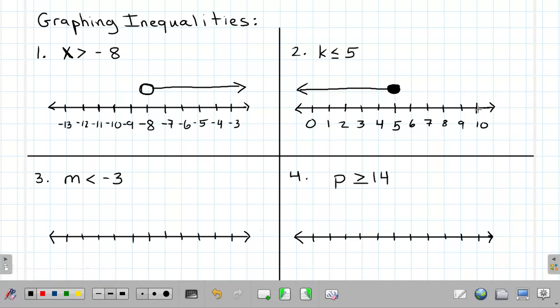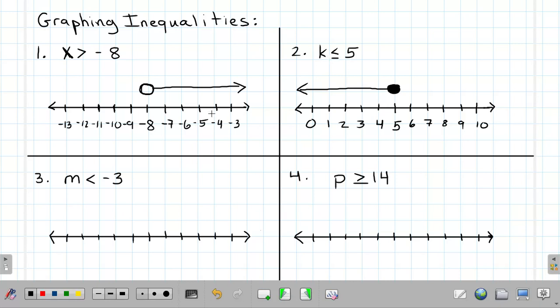Notice if we pick something else over here, so let's say we pick 10, well, 10 is not less than or equal to 5. So that kind of gives you a check to say, well, hey, did I put the arrow the right way? Because if you pick a number from either side, the side the arrow should be pointing to should give you the answers, or the numbers over there should give you something that's true.